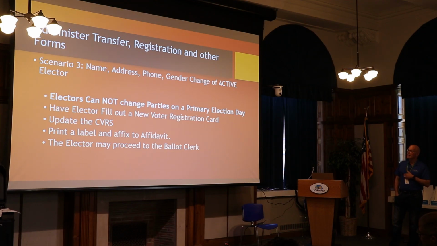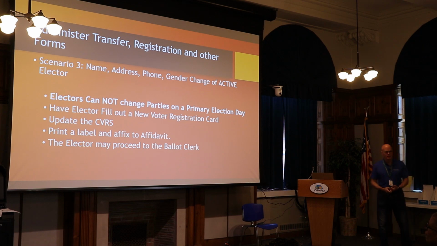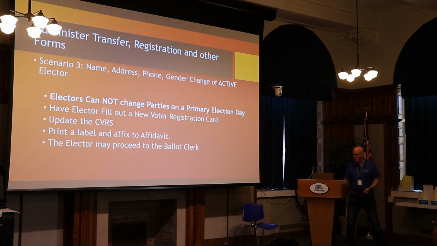Scenario number 3, name, address, phone change, gender change of an active elector. Okay, I'm going to say it again. Electors cannot change parties on election day, on primary day. Same thing, have the elector fill out a new registration card, update the CVRS, print a label to the affidavit, and then send them off to the ballot clerk. So these are things that are acceptable that you can do during a primary.